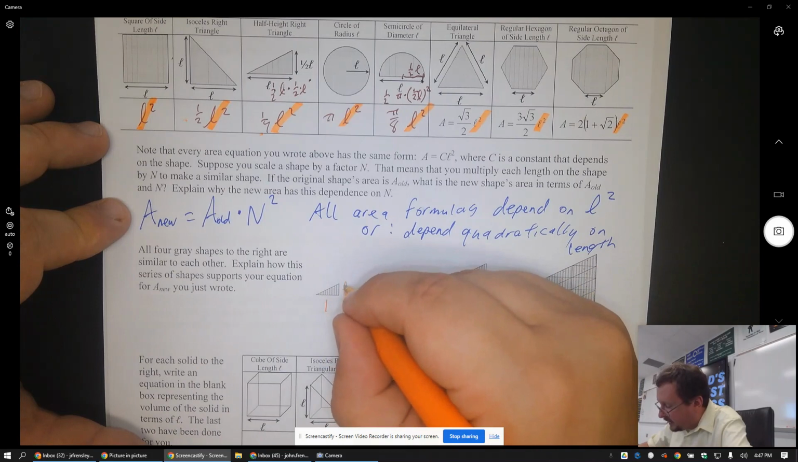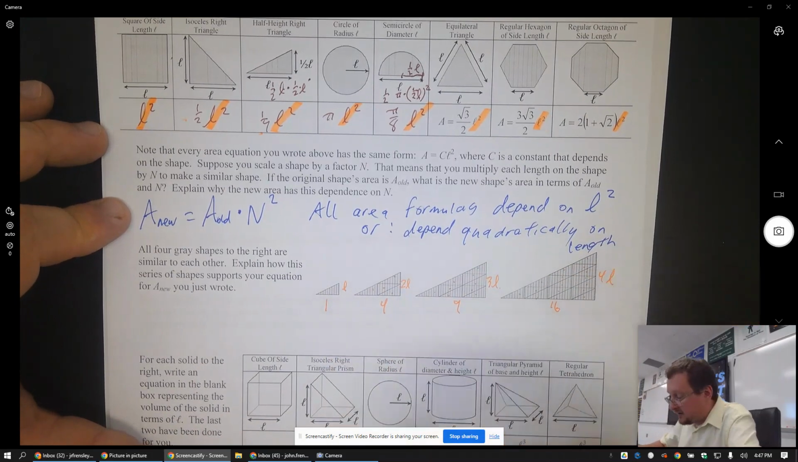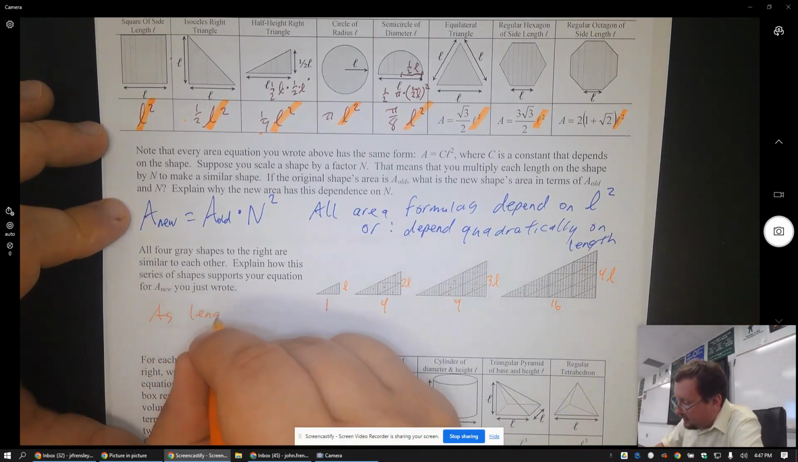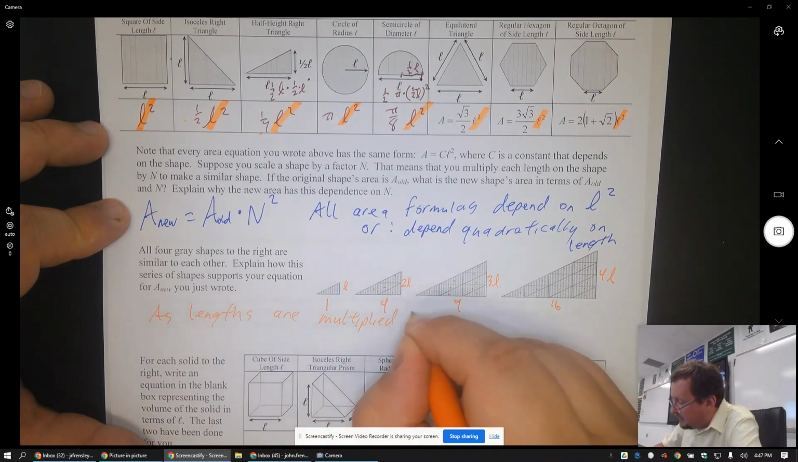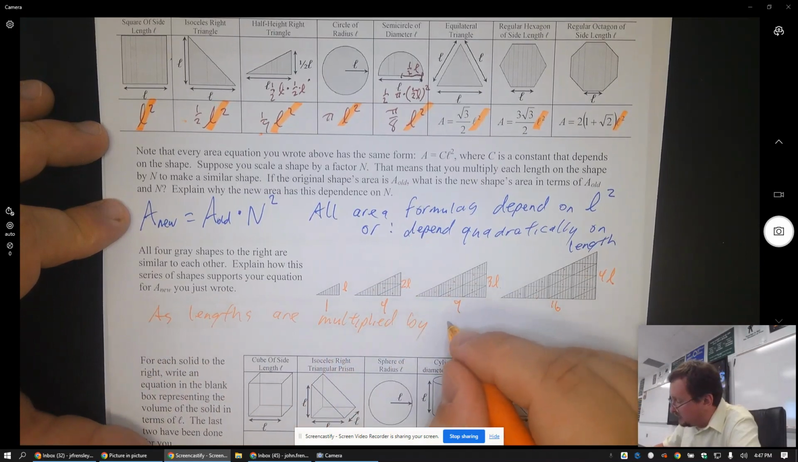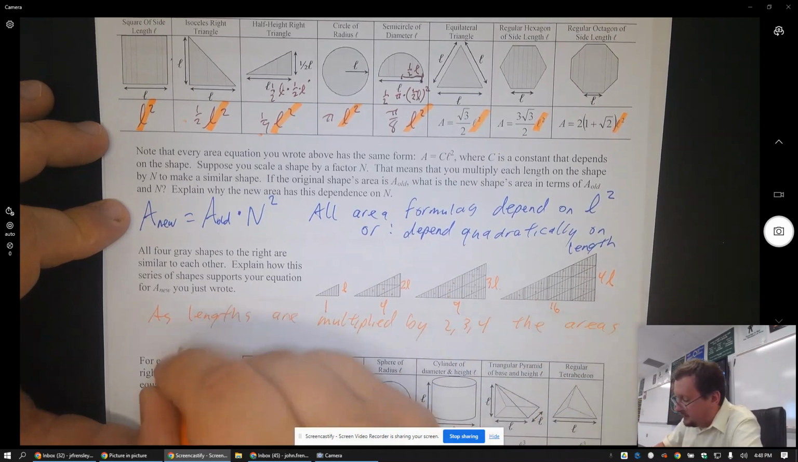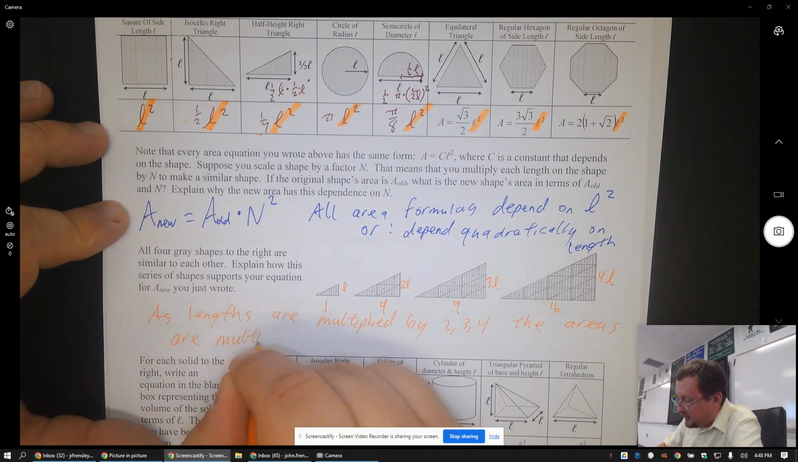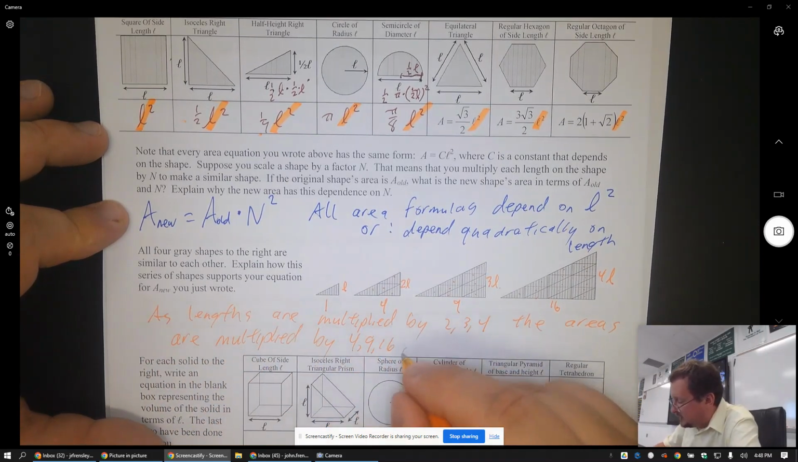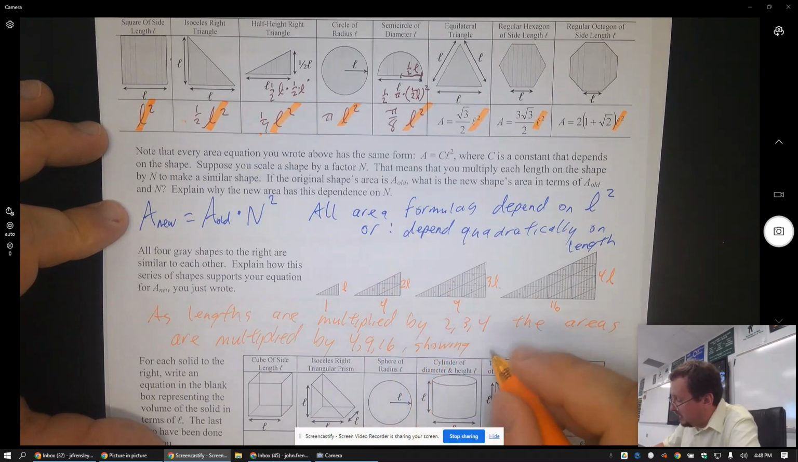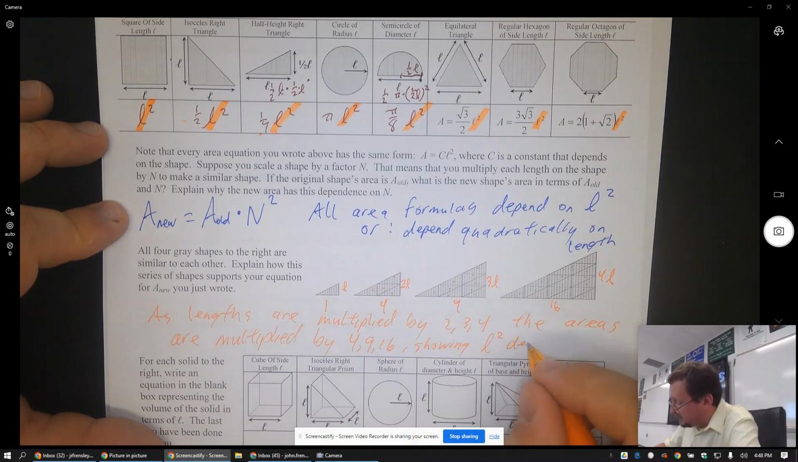If this is L, then this is twice the length, 3 times the length, 4 times the length, right? So as the lengths are multiplied by 2, 3, 4, the areas are multiplied by 4, 9, 16, showing what I call the L squared, the length squared dependence.